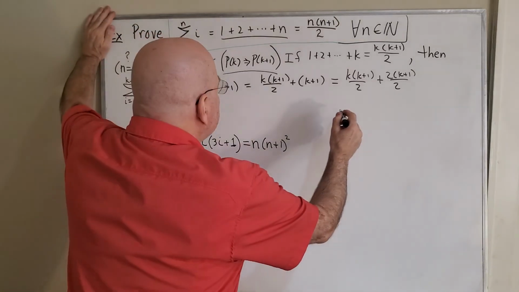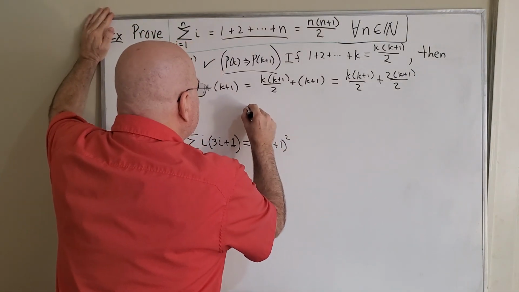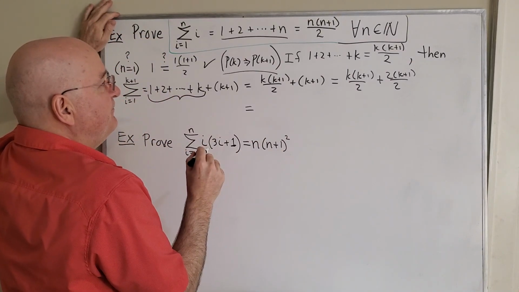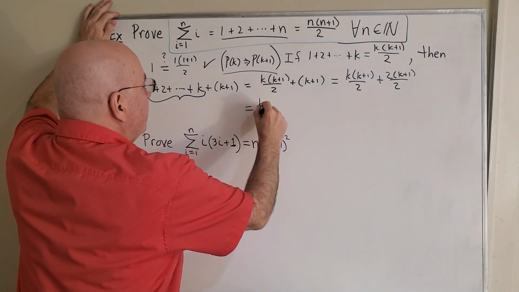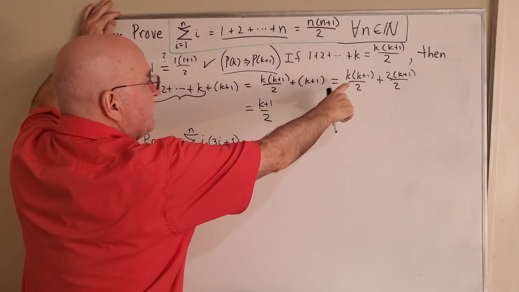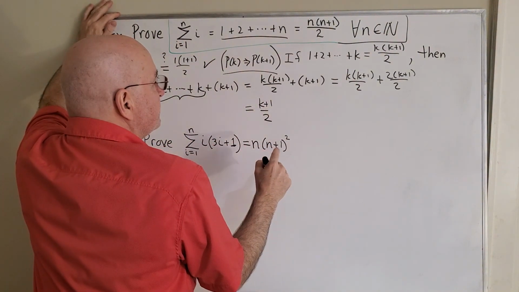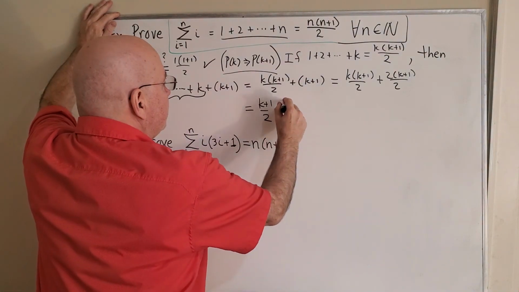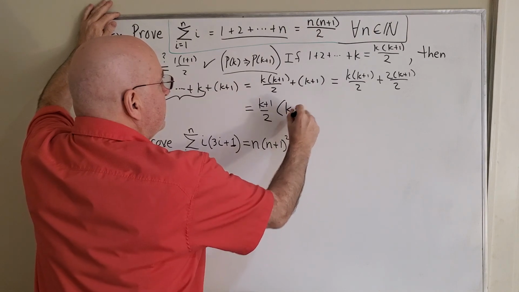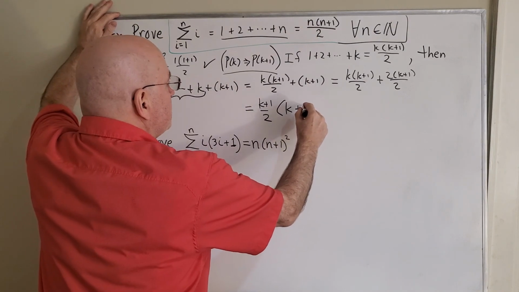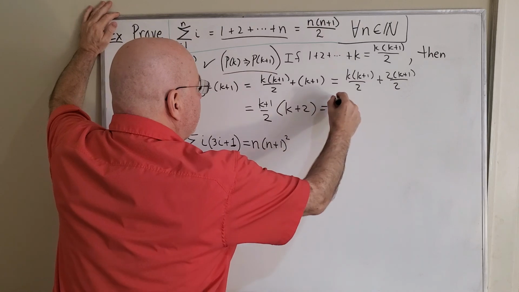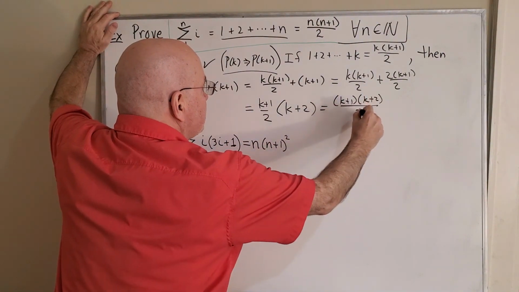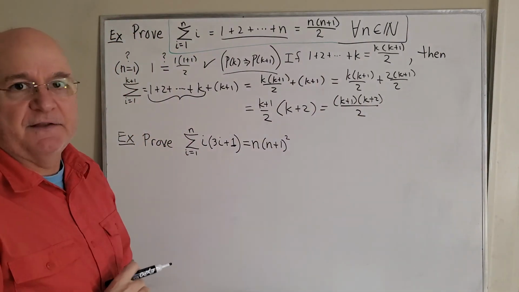Okay, so if we factor out the k plus 1, actually let's factor out the k plus 1 over 2 out of both of those terms. And what would I get? k plus 1 over 2, I would get times k plus 2, which can be written k plus 1, k plus 2 over 2. Exactly what we wanted to get.